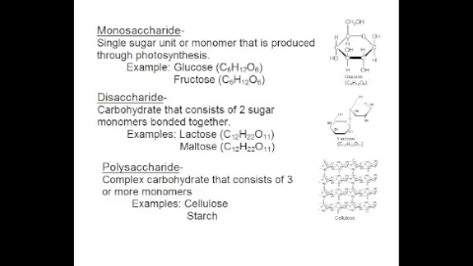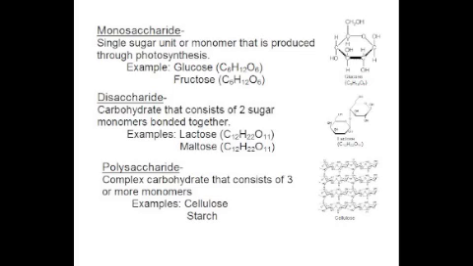Remember in the last video clip we looked at the dehydration synthesis process. The slide you have in front of you shows two examples of monosaccharides, glucose and fructose. The monosaccharide is a simple sugar or single sugar monomer, and it's usually produced through photosynthesis. The disaccharide is one water being pulled out, and examples are lactose and maltose for this.